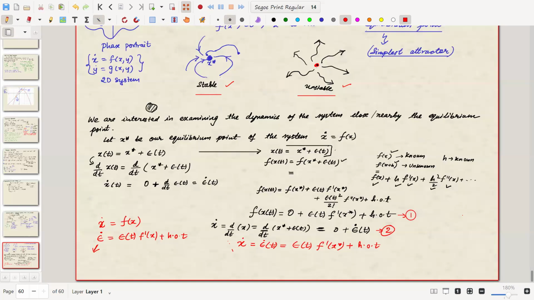How can you solve this? I will leave it to you to work out.